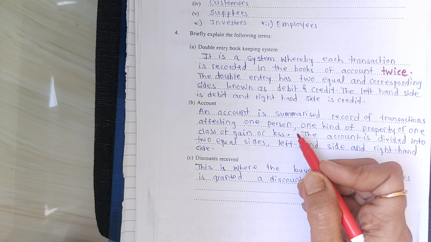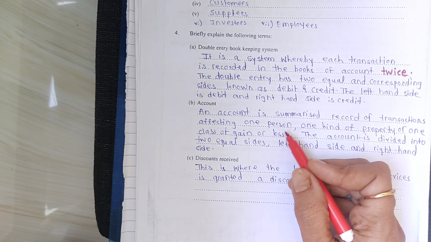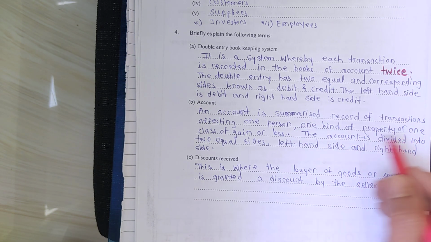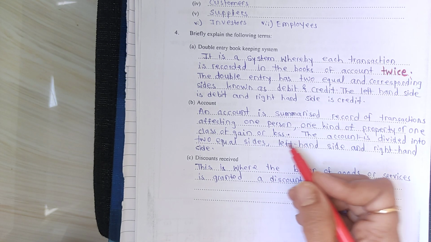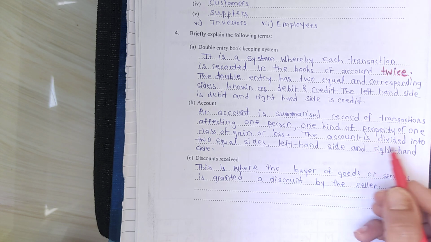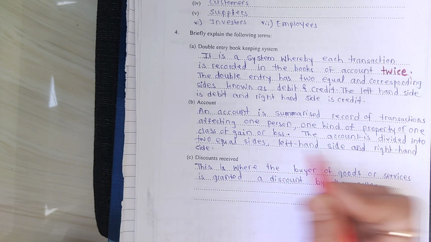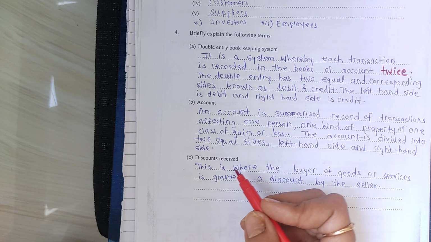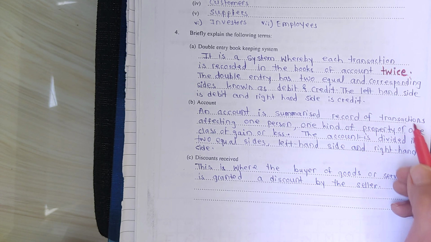affecting mainly 3 types of account: personal account, real account, or nominal account. So affecting one person or one kind of property or one class of gain, that is revenue, gain or loss. The account is divided into 2 equal sides, left hand side and right hand side, that is debit and credit side. So account is a summarized record of transactions.